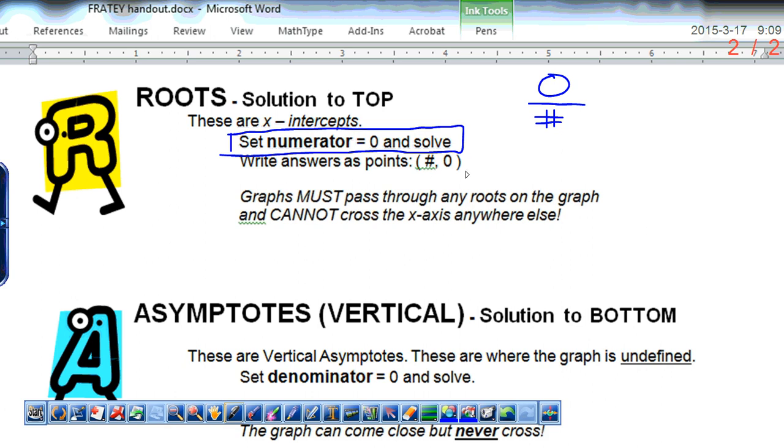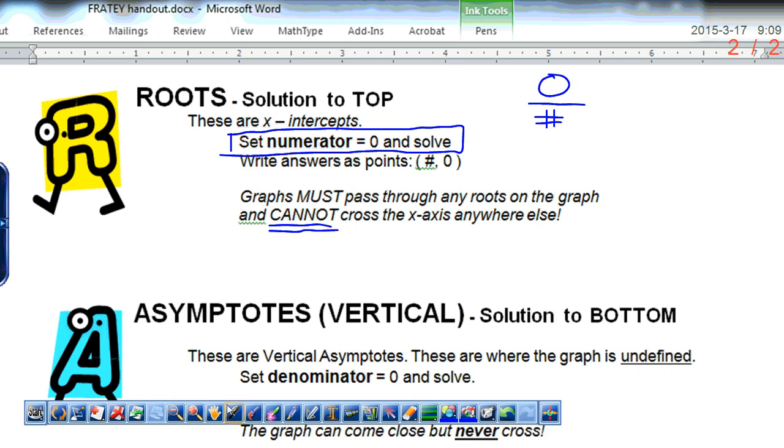Now, this is a really, really important part. Your graph must pass through your roots. And you cannot ever, ever, ever cross the x-axis anywhere else. You can never create a root. Okay? You can never create a new x-intercept. And I promise it's going to make more sense when we put it into place, but we need to go through it just a little bit before we actually start it. Okay?